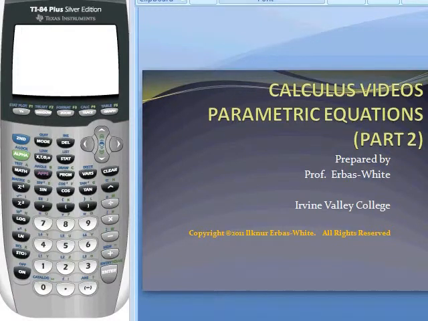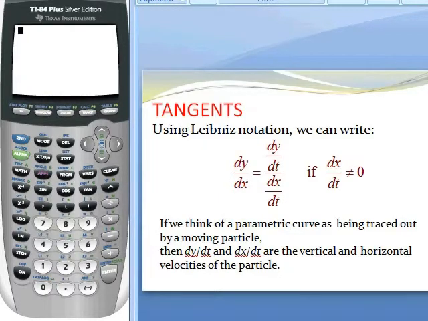Now let's look at how we can write down the equation of a tangent line at a point using parametric equations. Let's do some work before we get there. Using the Leibniz notation, dy/dx, I can divide both sides by dt, so dy/dt over dx/dt. Do you see that? But dx/dt cannot be 0.